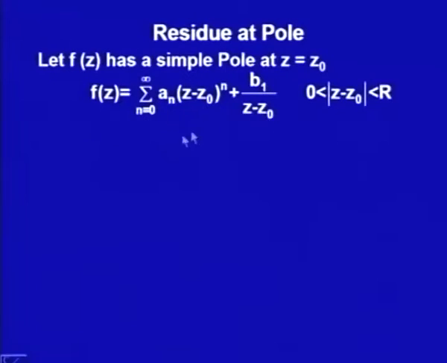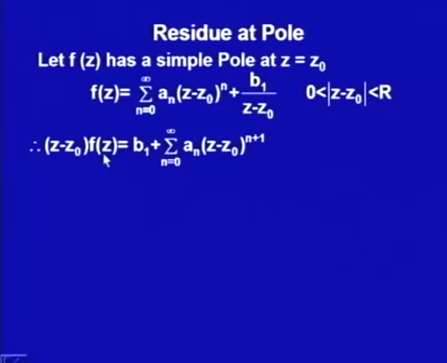Now, b 1 is the residue. Let us multiply this whole thing by z minus z naught. What it says is z minus z naught into f z would be b 1 plus summation n running from 0 to infinity a n (z minus z naught) to the power n plus 1.